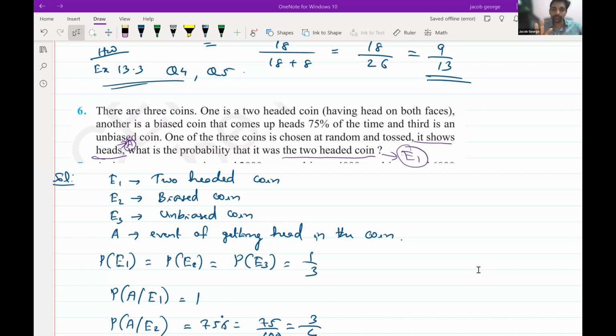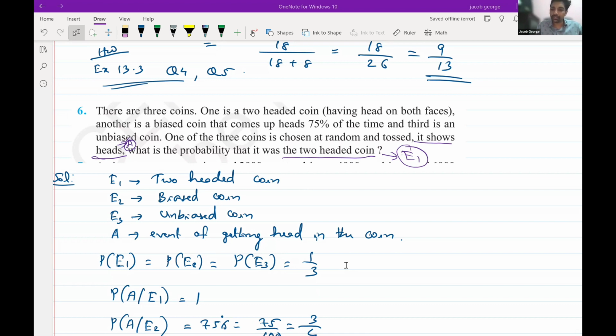Is it clear, children? Yes. Now what is P of E1? Total 3 coins and selecting 1 out of the 3. So P of E1 is 1 by 3. P of E2 is 1 by 3. And P of E3 is also 1 by 3. Because 3 coins selecting 1 from 3. So 1 by 3. Next is P of A given E1.